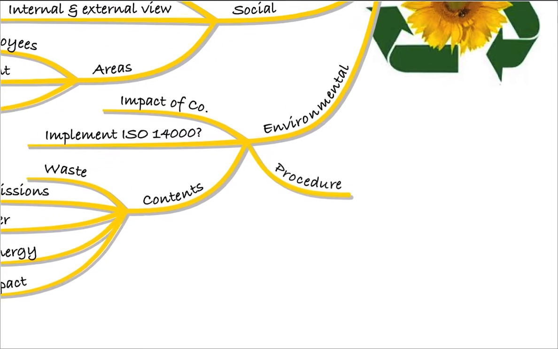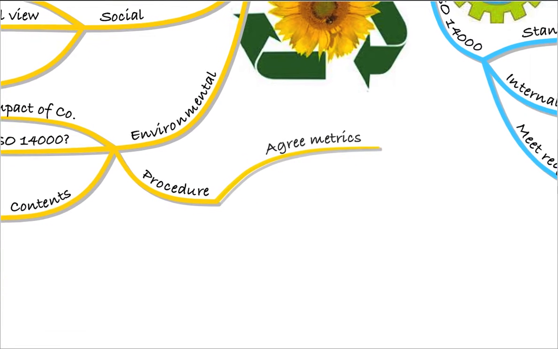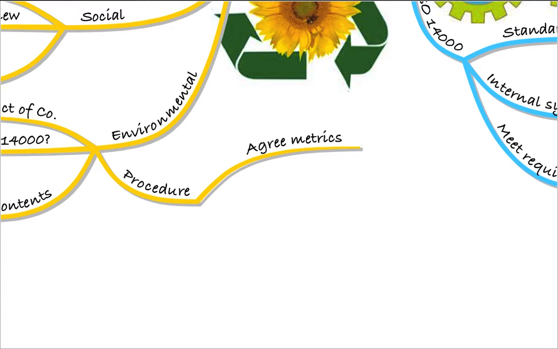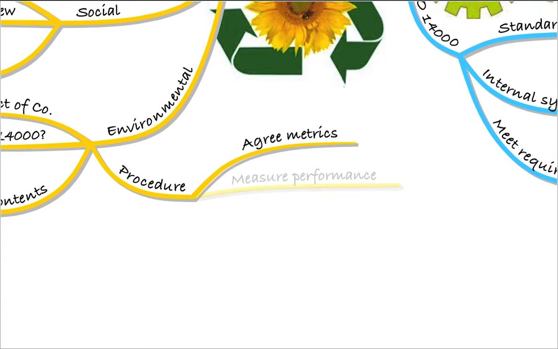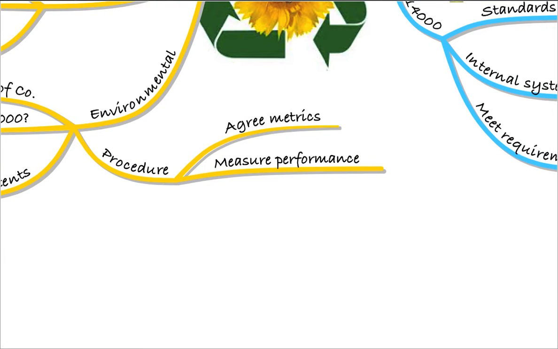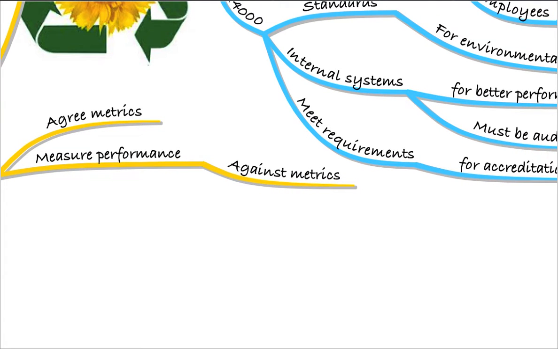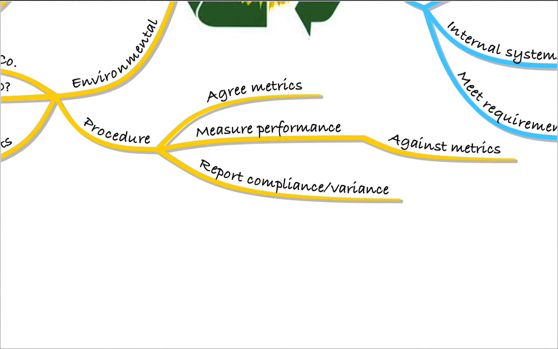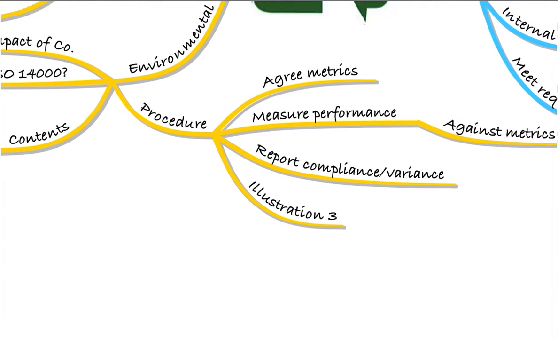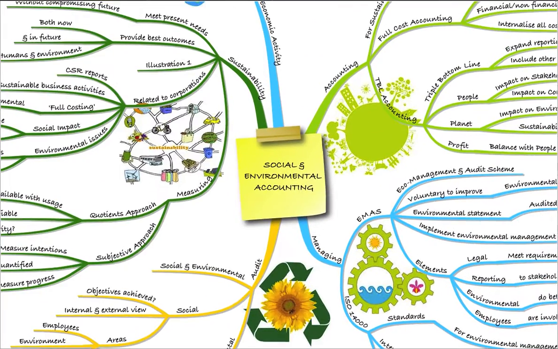To undertake an environmental audit, the procedure is to first of all agree the metrics, probably focusing on something that we can quantify. We then measure the performance against that set of metrics, and we report the compliance or the variance depending on what we find. So that was a recap of our lecture on social and environmental accounting.